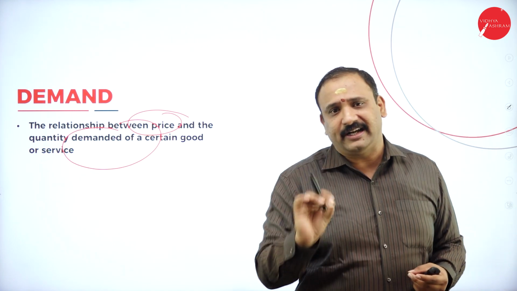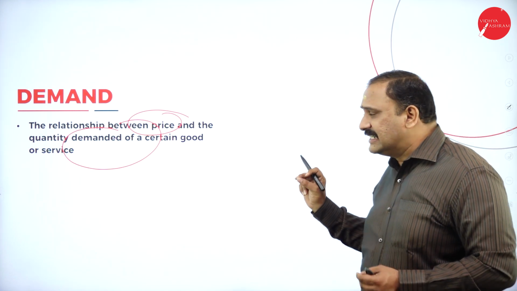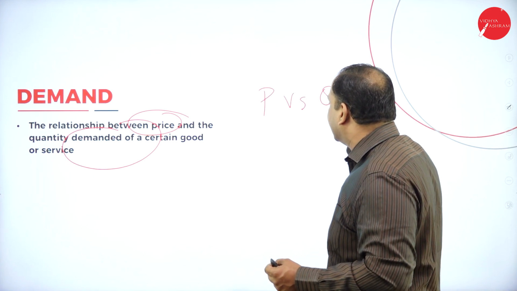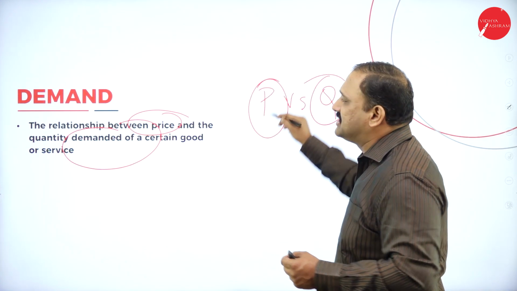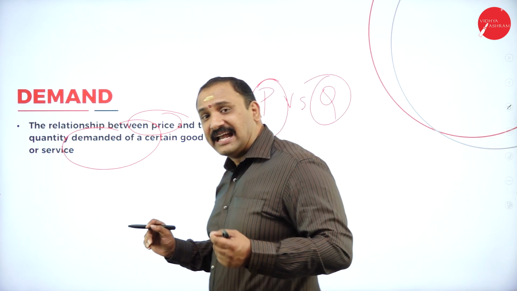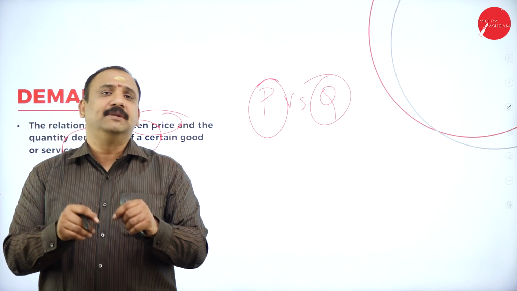That is not the correct one. The correct answer is the relationship between price versus quantity. That's where you need to understand the demand function. So what happens here is that the ability of customer comes in between.